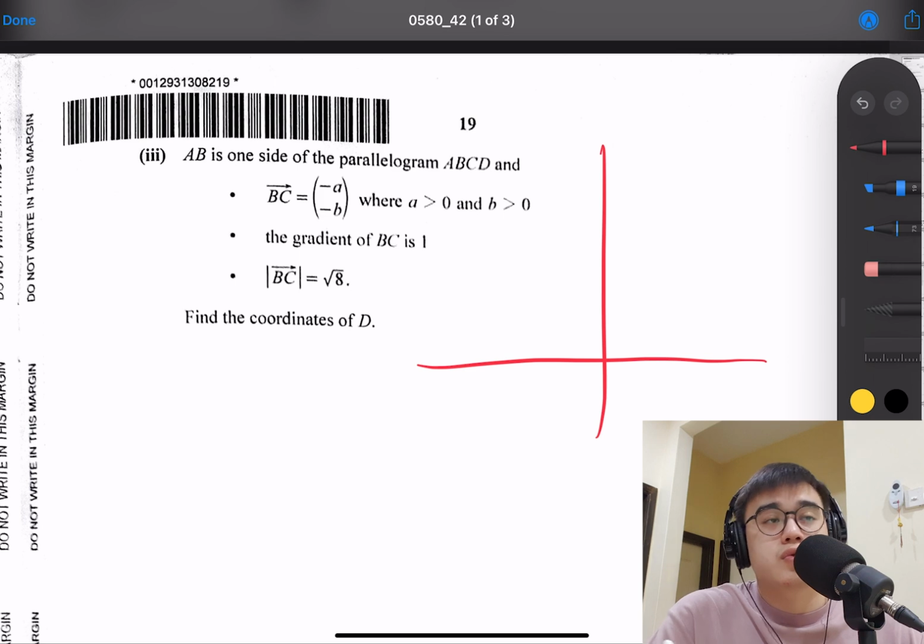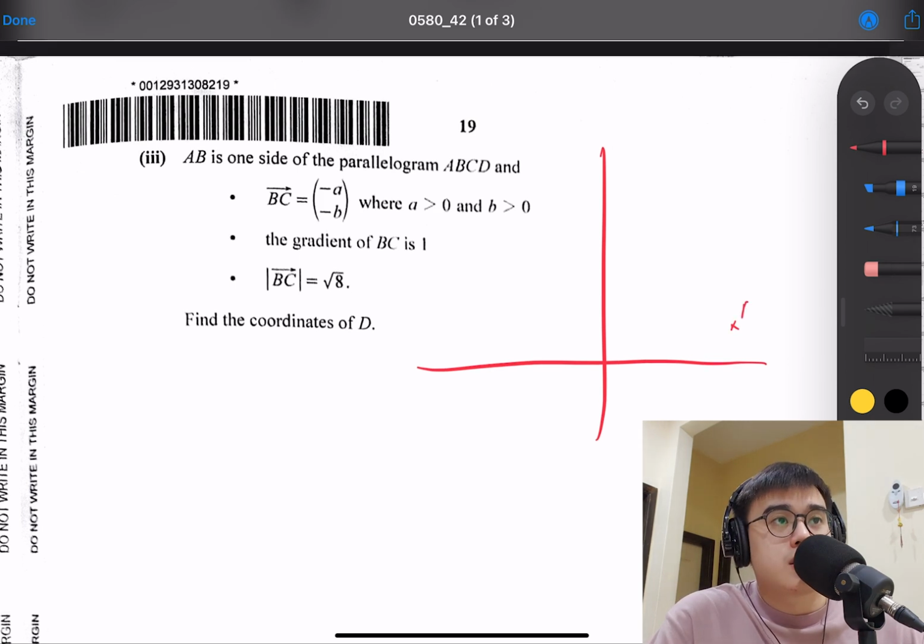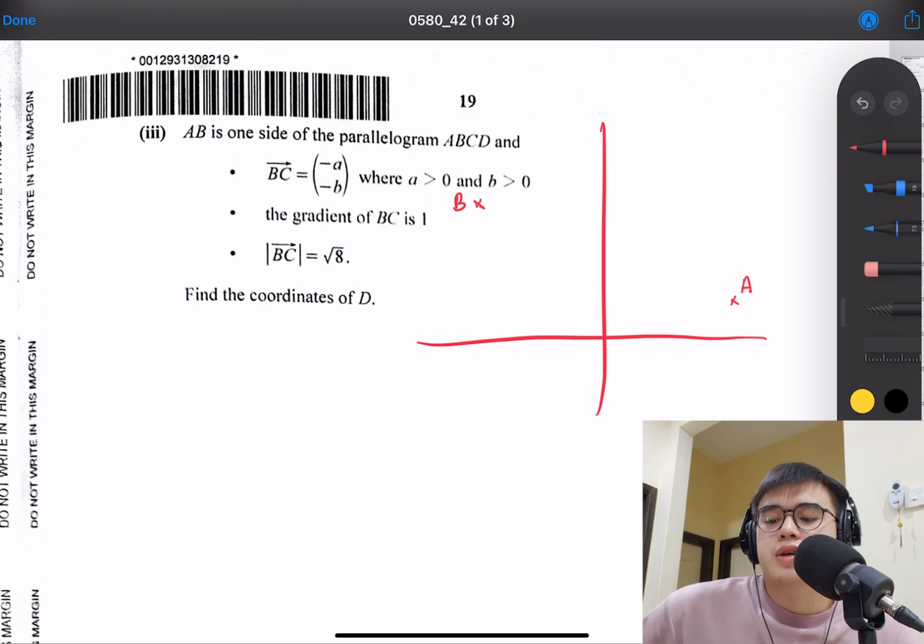7, 2 over here. This is your point A. -5, 8, this is your point B. They say the gradient of BC is 1. AB is one of the sides of the parallelogram, so the parallelogram looks something like this over here.